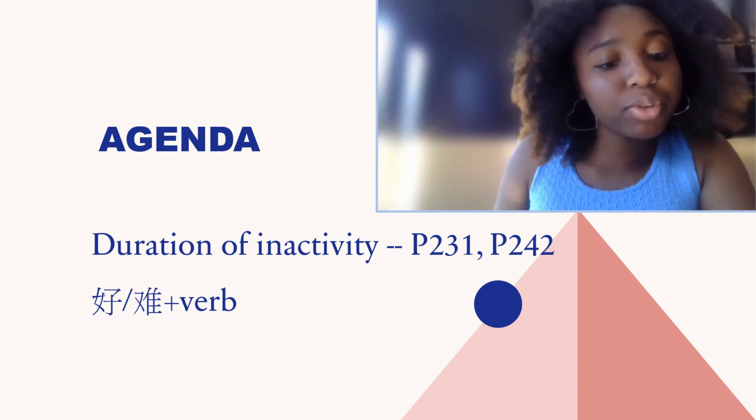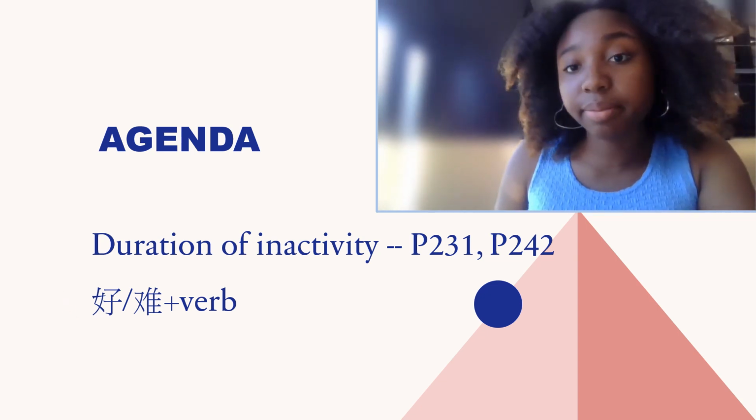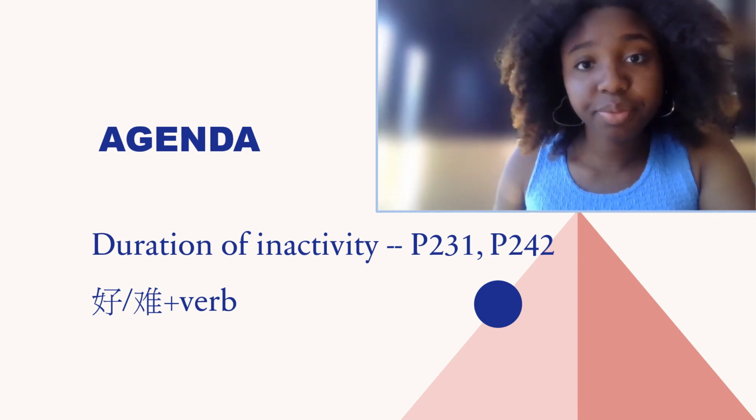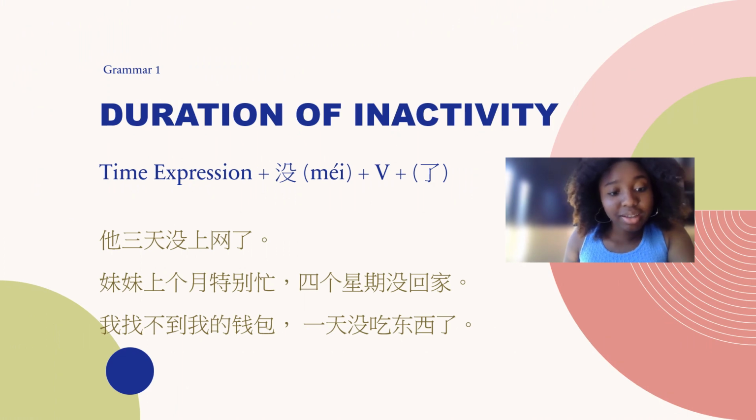是好和难 with verbs to create descriptors, something very common that y'all have been looking at for a while. 那第一个 very simple, duration of inactivity. We looked at duration of activity earlier, but this one shows the duration that an action was not taking place, or the length of time that an action has not been performed. So time expression plus 没 plus verb and plus 了 at the end optionally.